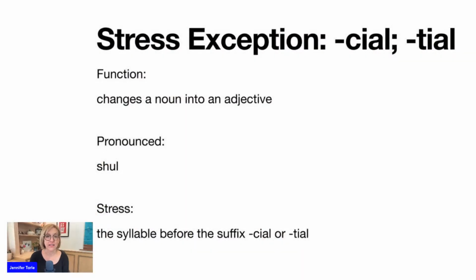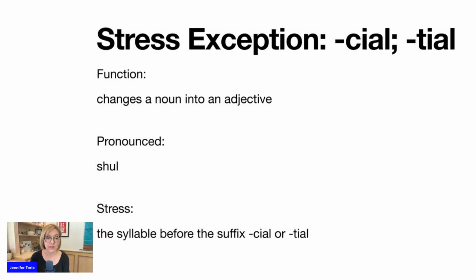Okay. All right. So again, for today, we're talking about the TIAL and CIAL suffixes. This particular suffix, this ending that we add to a word, changes a noun into an adjective.